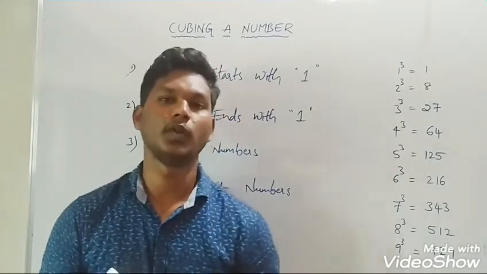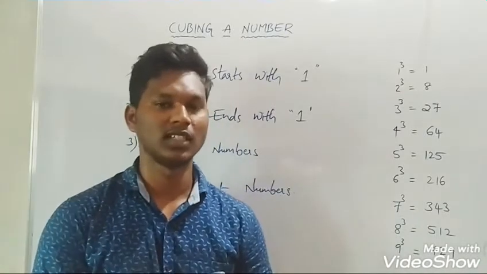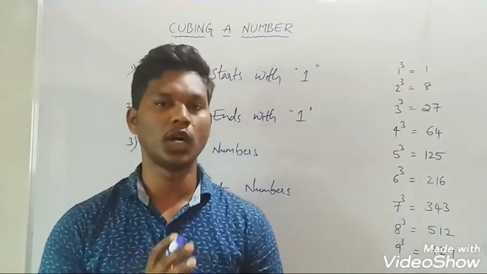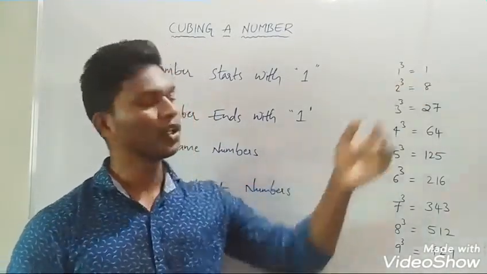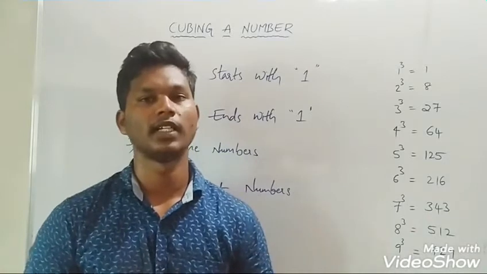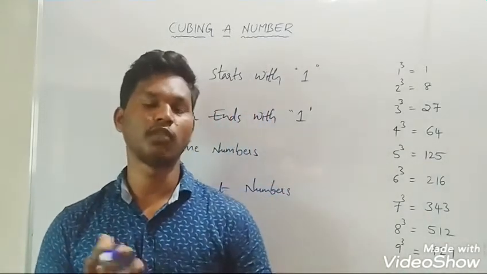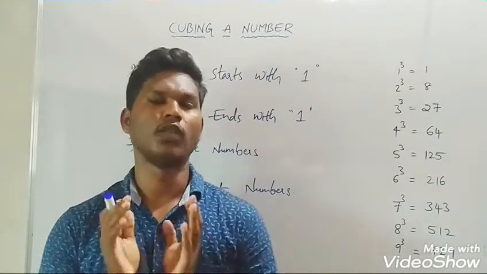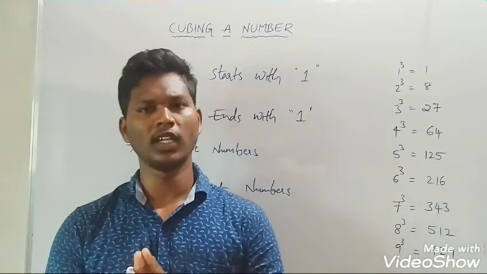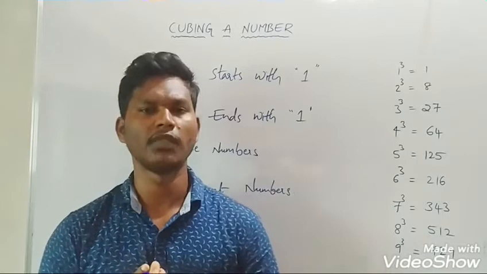So in this lesson we are going to learn how to cube a number faster. Before watching this lesson, please make sure that you are perfect in the cubes up to 9. See friends, 1 cube means 1, 2 cube means 8, 3 cube means 27, 4 cube means 64, 5 cube means 125. Likewise you must be perfect in the cubes up to 9. Once you are perfect in the cubes up to 9, then definitely you are going to crack the remaining cubes within a short period of time.